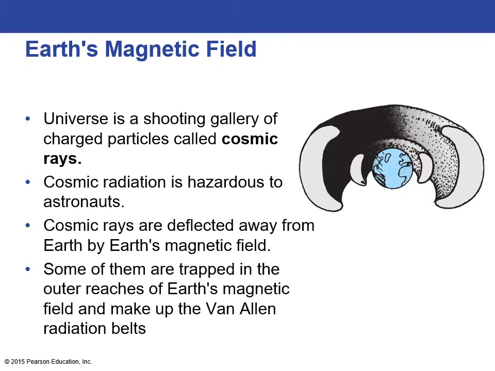And the universe is a shooting gallery of charged particles called cosmic rays. And cosmic radiation is very hazardous to astronauts. Cosmic rays are deflected away from the Earth by the Earth's magnetic field. So if you didn't have the magnetic field, these cosmic rays, which would be hazardous, could get to Earth. Some of them are trapped in the outer reaches of the Earth's magnetic field and make up what they call the Van Allen radiation belts.